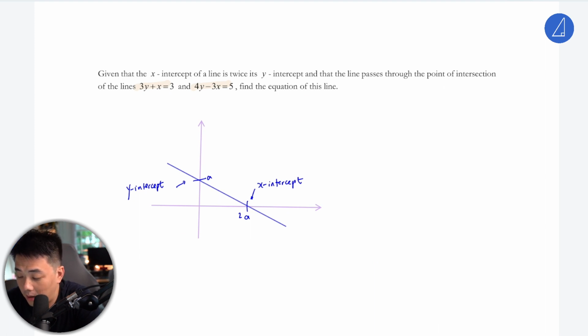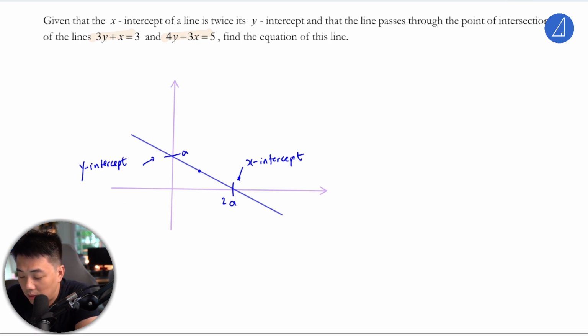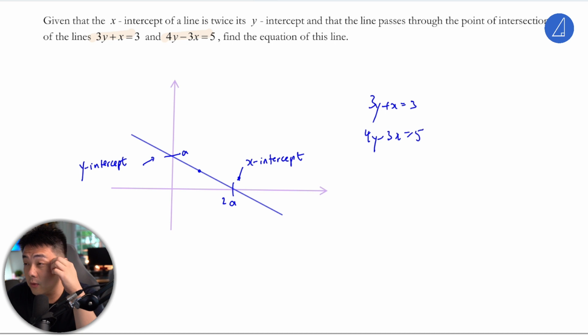So the x-intercept of a line is twice its y-intercept, and the line passes through the point of intersection between these two lines. Find the equation of this line. Okay, great. I think this is not too bad. The thing now is essentially the gradient of the line. We could actually find it. We have 5y minus 3x equals 5. I'm thinking whether there are a few equations that we can solve, because you could have a and 2a. It could be on the negative side as well, right?